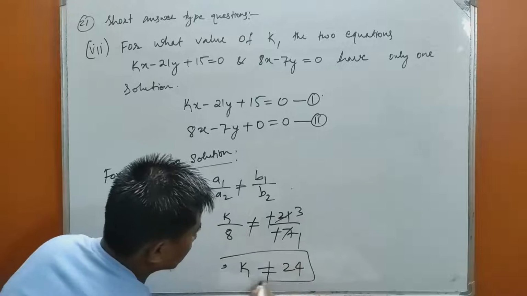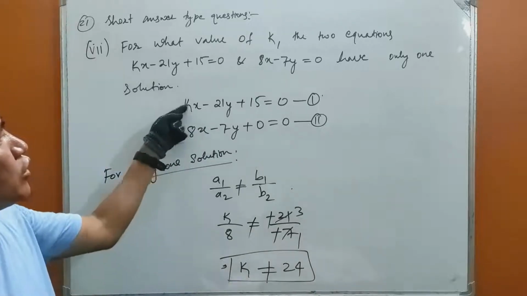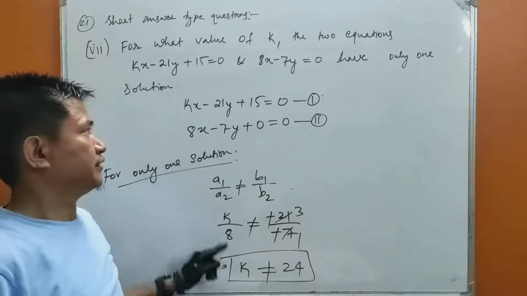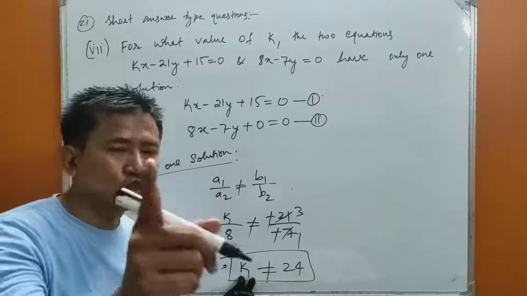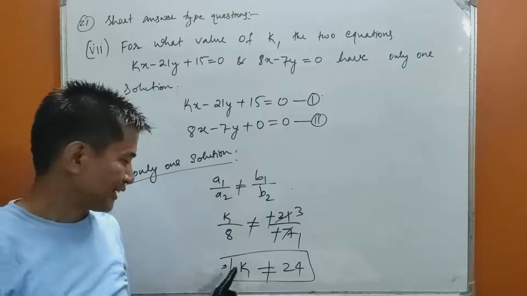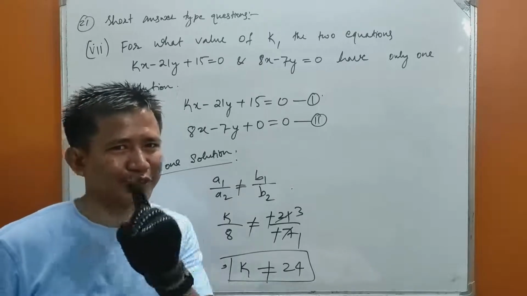So for k not equal to 24, these two equations will have only one solution. Okay, these two equations will have only one solution. The value of k should not be equal to 24. Okay, k is not equal to 24. I hope you got this.